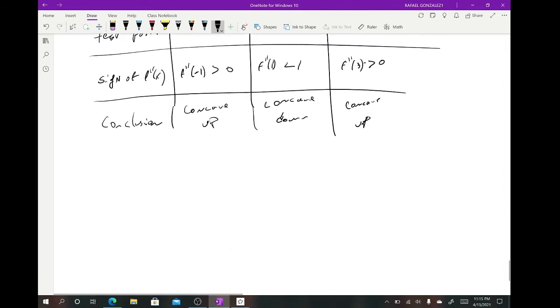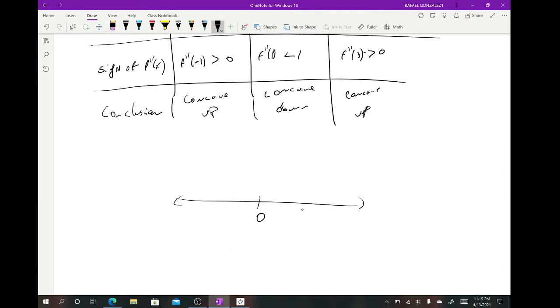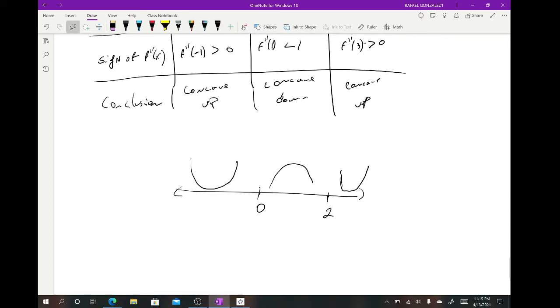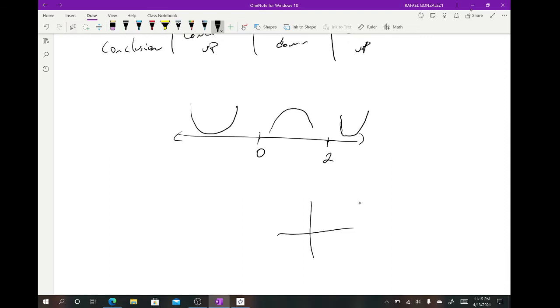So now we know the following holds. We have points of inflection at 0 and 2. We have concave up on this side, concave down in the middle, and then concave up again. I may not have the picture of this, but by understanding how it looks, I can tell you that if I was to plot this, on the endpoints it's going up like this on both sides, and then in the middle somewhere it's doing this, right? And somewhere here it's switching.